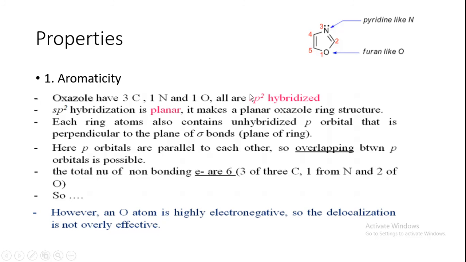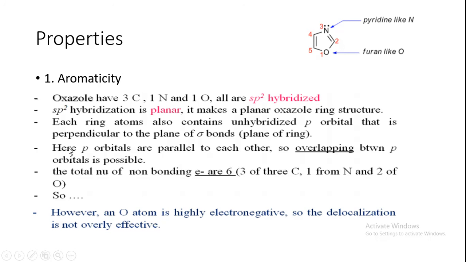All are sp2 hybridized. The sp2 hybridized orbital structure is planar, so it makes a planar oxazole ring structure. Each ring atom also contains an unhybridized p orbital that is perpendicular to the plane of the sigma bonds, that is, the plane of the ring. So these p orbitals are perpendicular to the plane of the ring.